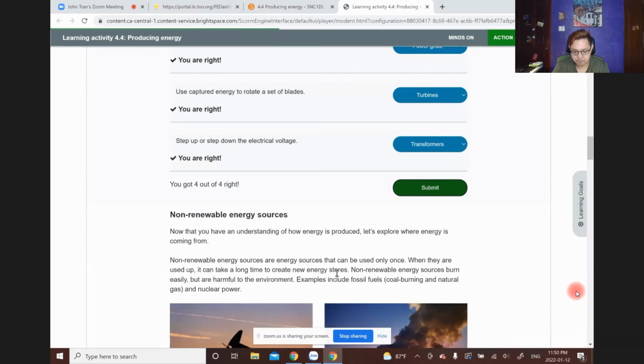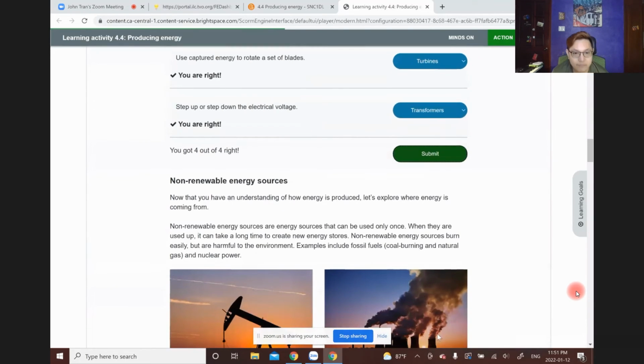Non-renewable energy sources. Now that you have an understanding of how energy is produced, let's explore where energy is coming from. Non-renewable energy sources are energy sources that can be used only once. When they are used up, it can take a long time to create new energy stores. Non-renewable energy sources burn easily, but are harmful to the environment.